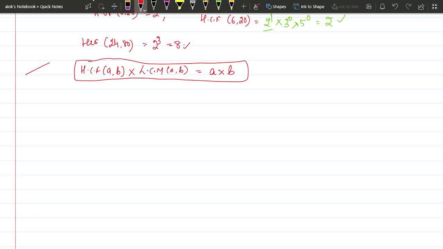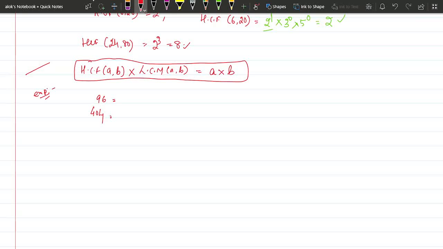So for example, here we have a question: find HCF and LCM of two numbers, 96 and 404. We have two numbers, 96 and 404. So first, what do we have to do? First we have to find the common factors. Okay, so first we find the prime factors.